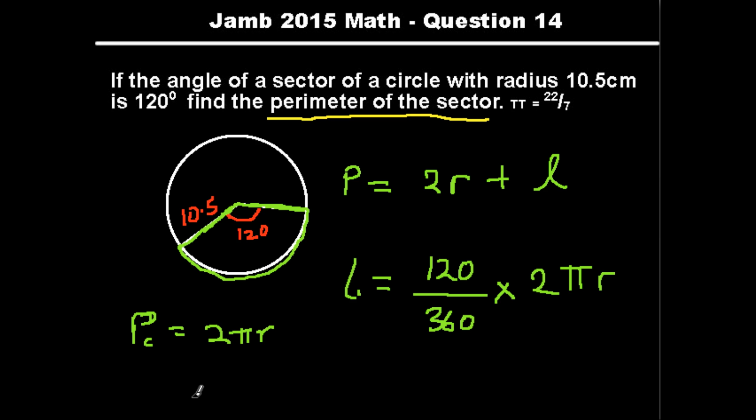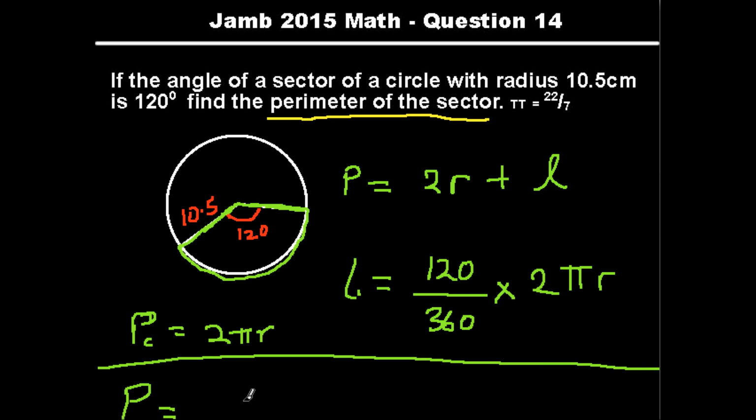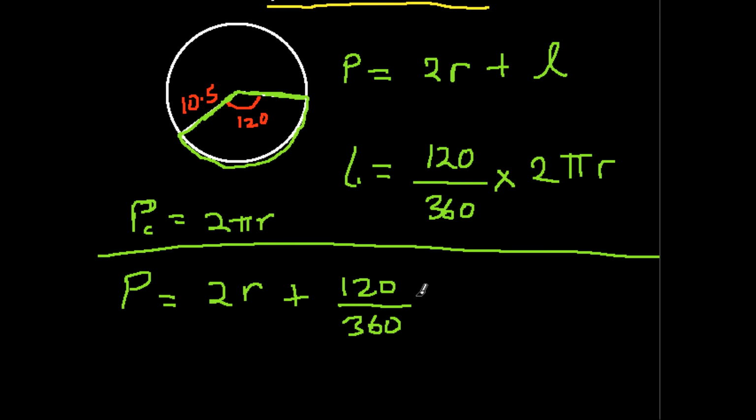All right, so we know what the formula of the length is. All we have to do is plug in all the values. So this perimeter, as we said before, is 2 times the radius plus the arc length, which we've already decided is 120 over 360, times 2 pi r. And we're told that pi is equal to 22 over 7, so let's just plug that in now. And we know that the radius is equal to 10.5, so let's also plug that in.